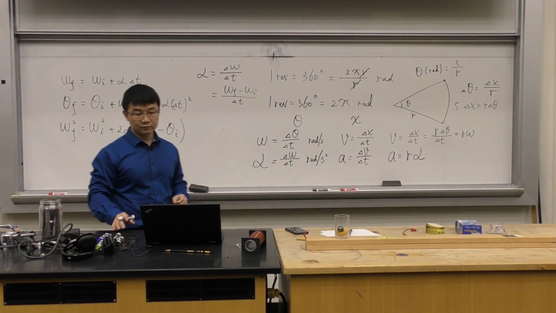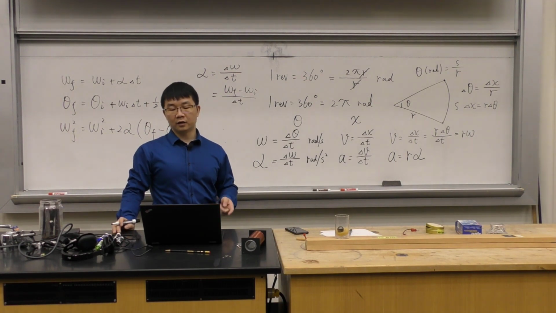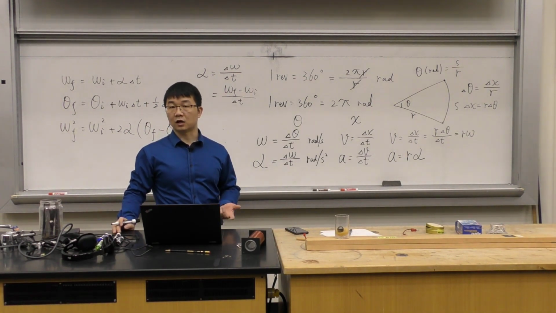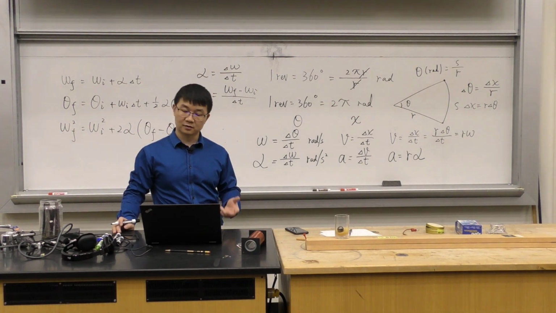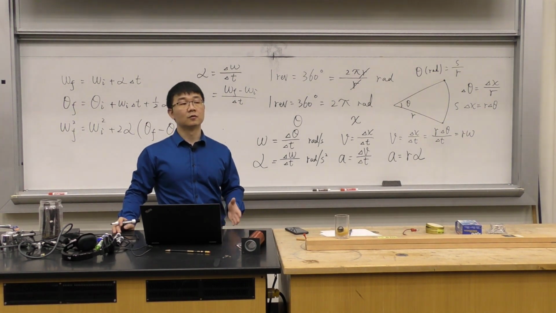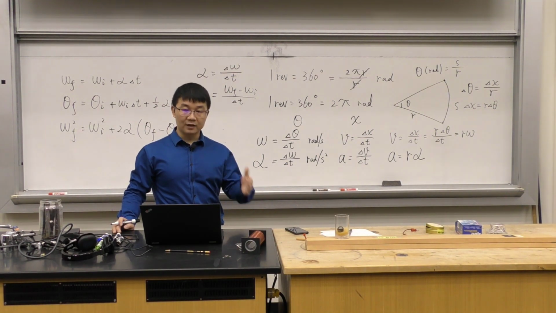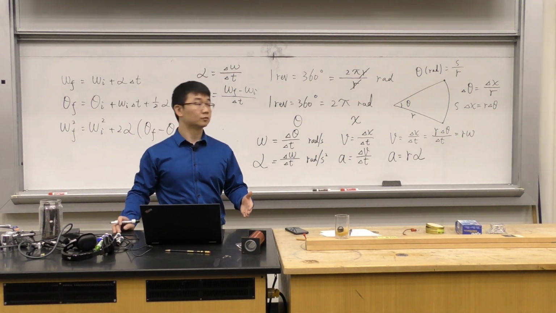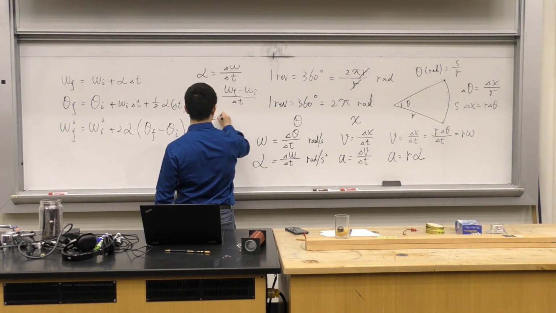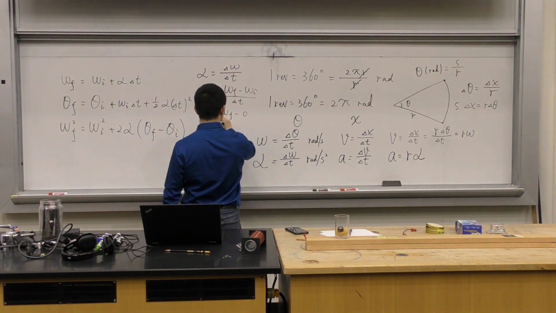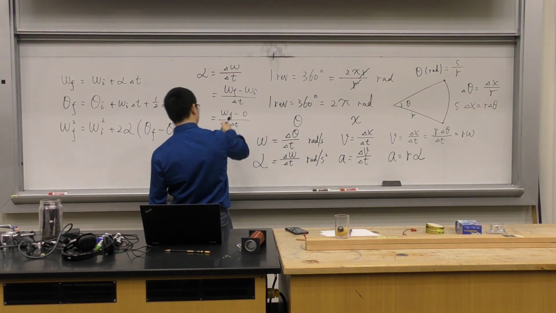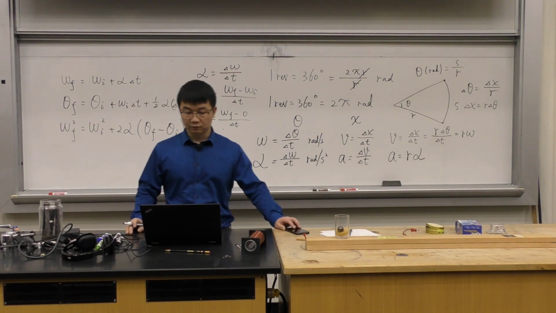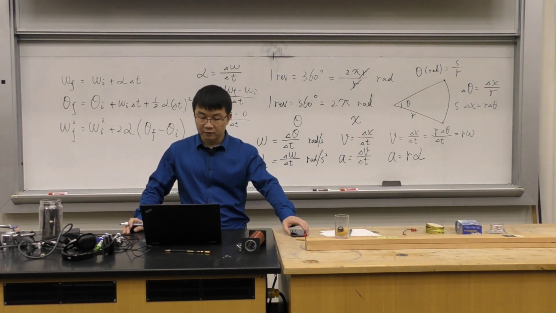Okay, but I don't have these two guys. Well, first of all, what is the initial angular velocity? Well, initially it's not moving, it's not rotating, right? It accelerates from rest. So the initial velocity and initial angular velocity are both 0. So this is 0, I don't need to worry about it. So the only thing I need to find is the final angular velocity. How do I find the final angular velocity?